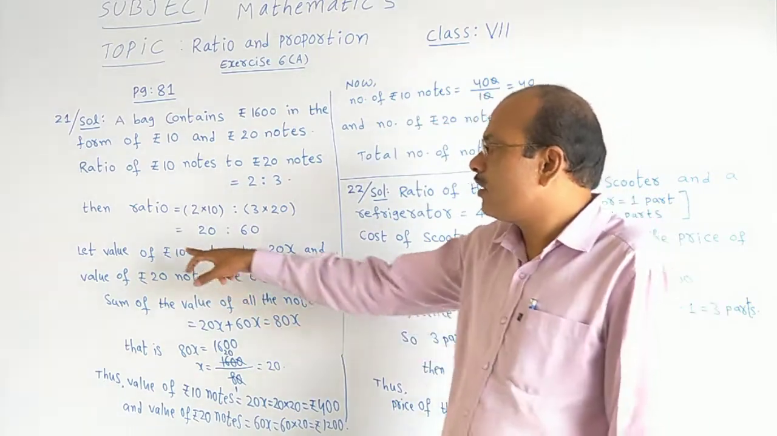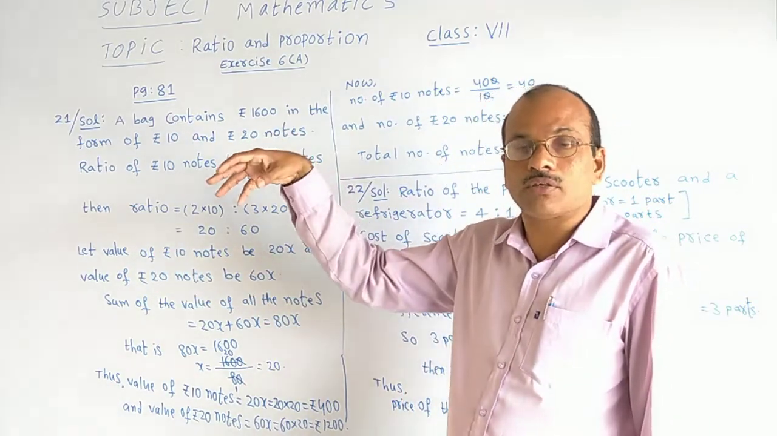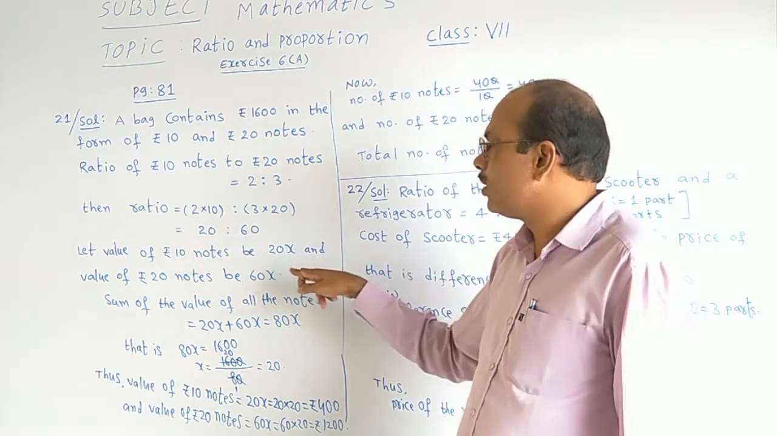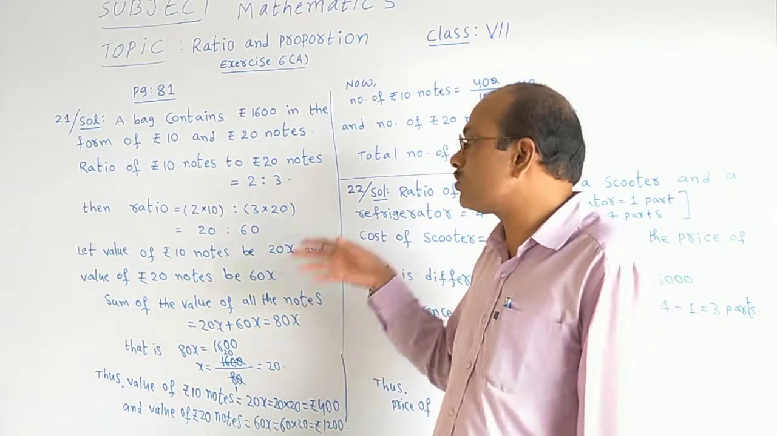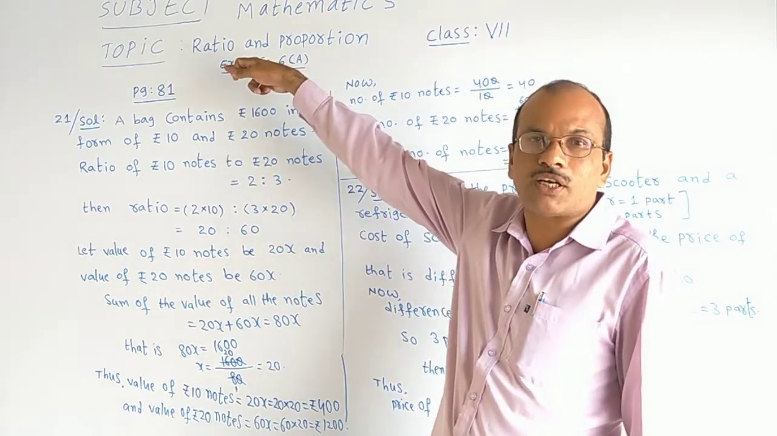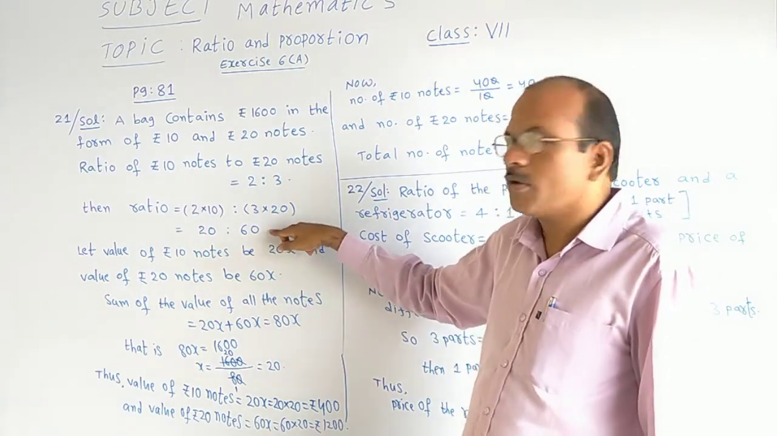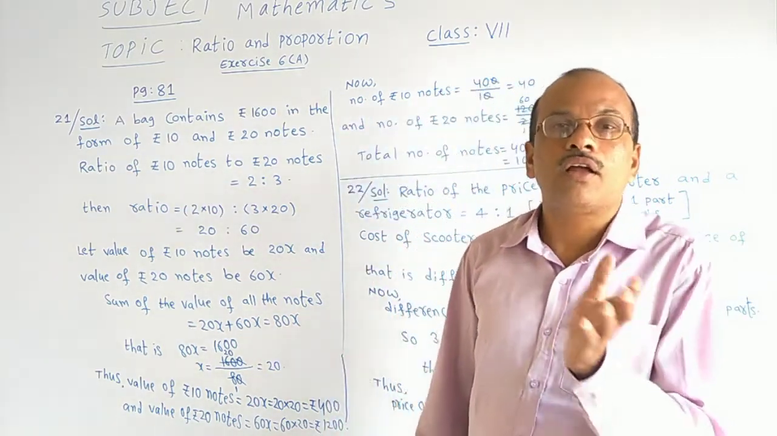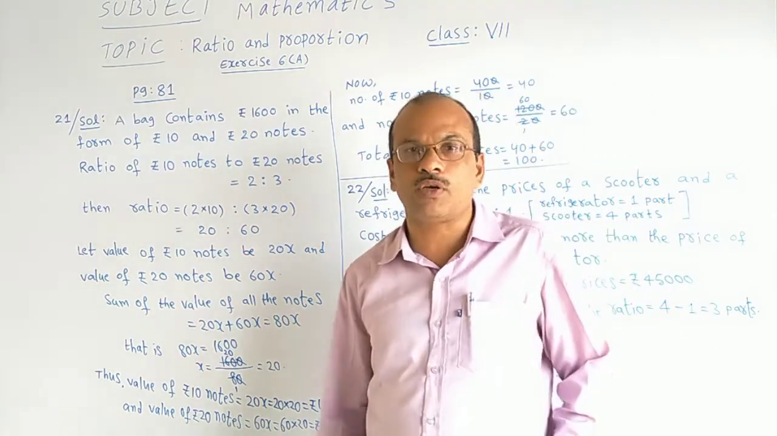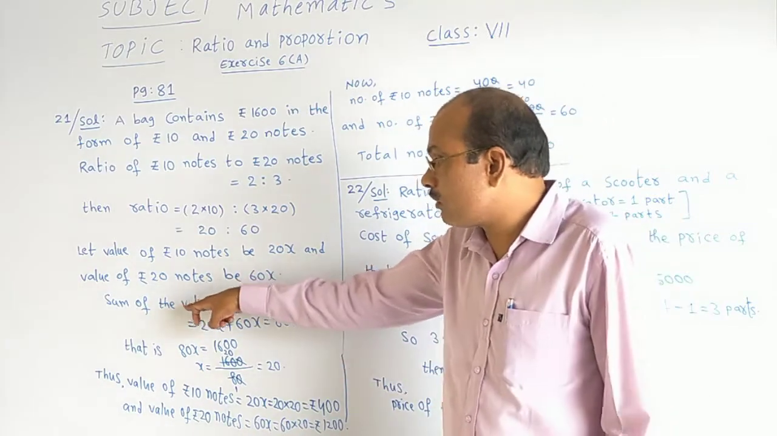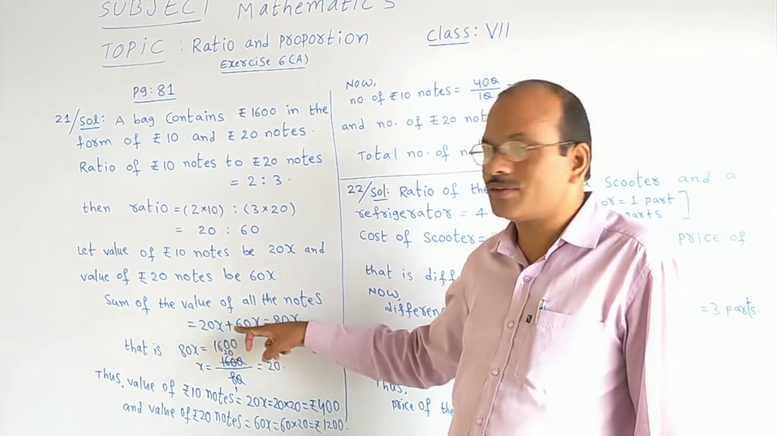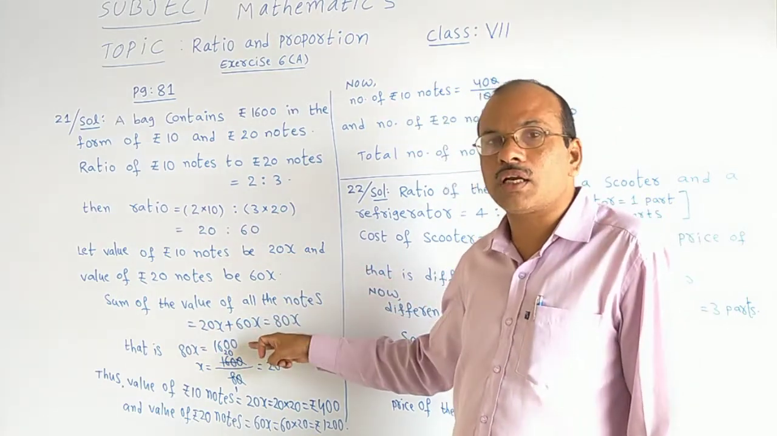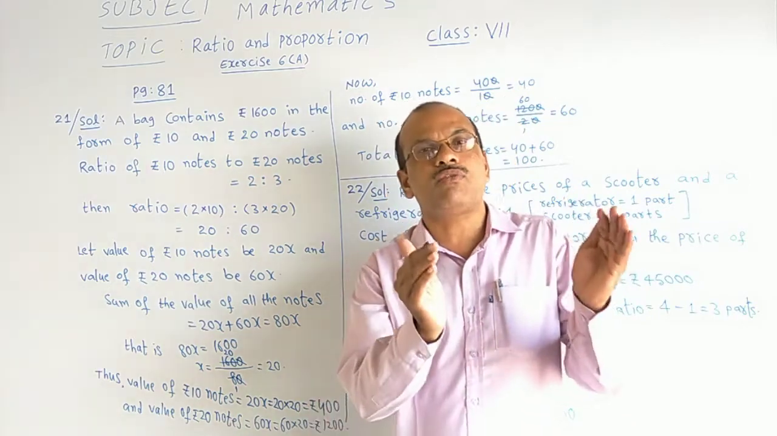Afterwards, the value of 10 rupee notes in the bag, some value will be with 10 rupee notes. That value will be 20x, because by seeing this term we can say 20x. And the value of 20 rupee notes in the bag can be written as 60x, by seeing this term 60. Value is 20x and 60x for the 10 rupee notes and 20 rupee notes respectively. Then the sum of the value of all the notes is 20x plus 60x. Both values added give you 80x. So 80x is the total value of all the notes.